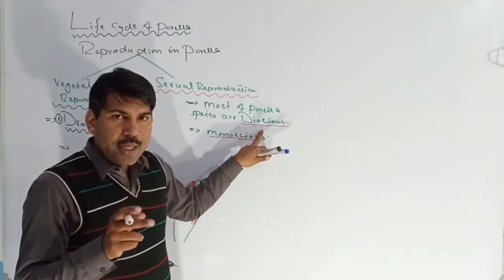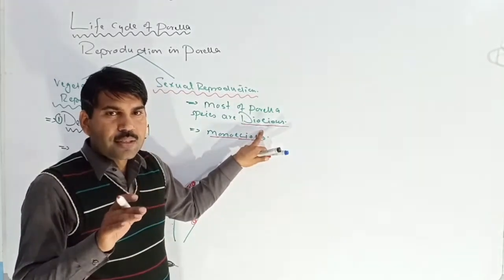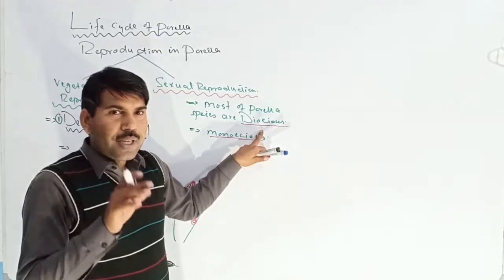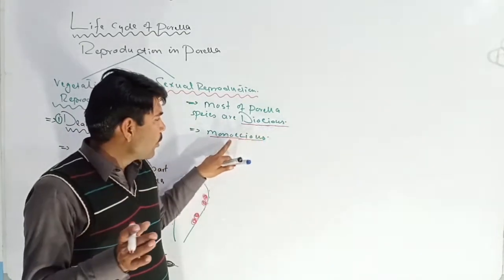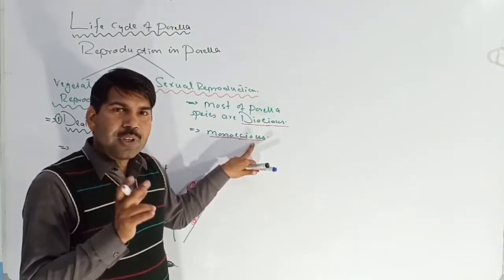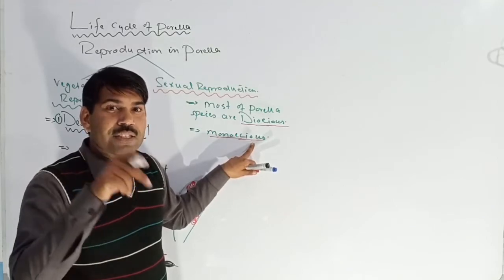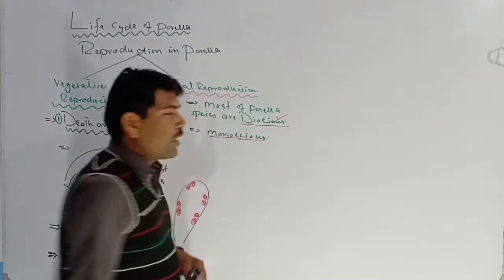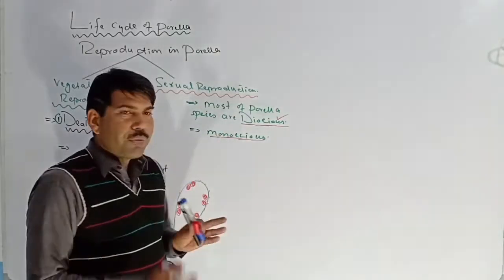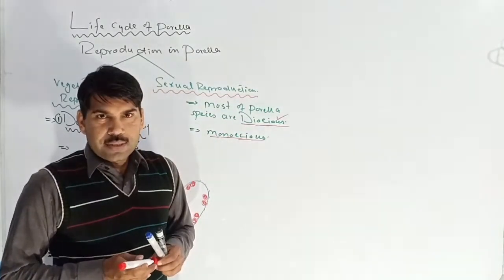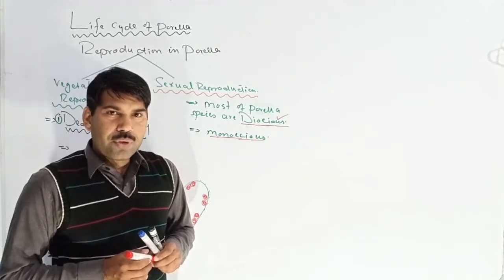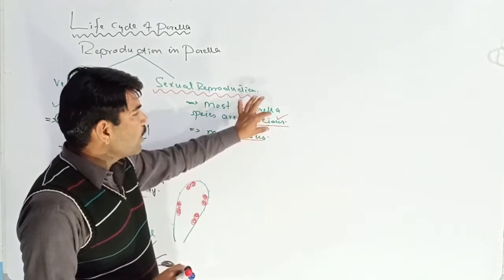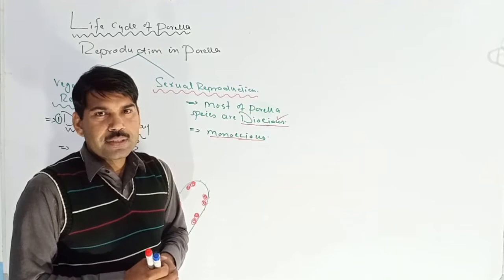Dioecious means male and female sex organs are present on different plants, and monoecious means male and female sex organs are present on the same plant. So most species of Porella are dioecious, but only one species exists which is actually monoecious. So our main focus is on the dioecious.